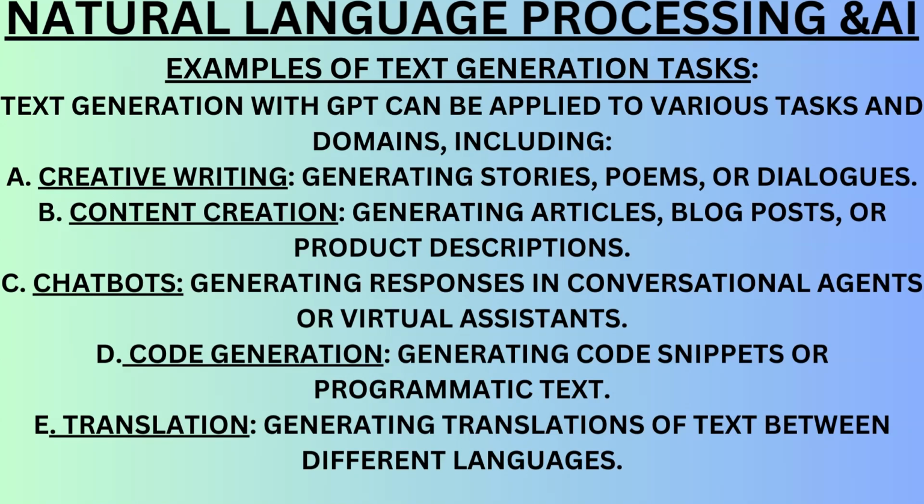Examples of text generation tasks. The generation with GPT can be applied to various tasks and domains, including: A. Creative writing, generating stories, poems, or dialogues. B. Content creation, generating articles, blog posts, or product descriptions. C. Chatbots, generating responses in conversational agents or virtual assistants. D. Code generation, generating code snippets or programmatic text. E. Translation, generating translations of text between different languages.